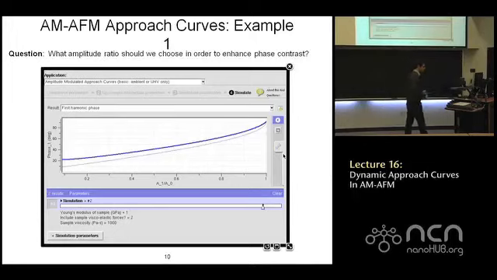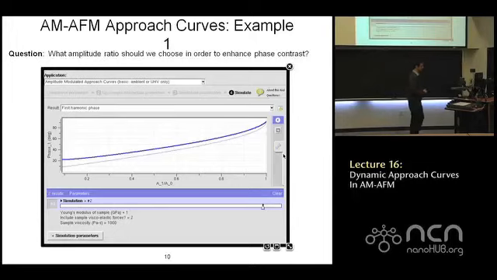You notice that as we tap harder and harder on the sample, reducing the amplitude ratio, the deviation between these two lines grows. If you're interested in phase contrast imaging or material property contrast, you want to tap pretty hard on the sample. That is what that's telling you. Although if you're concerned with what that's going to do to your image resolution, or if it's going to damage your sample, then you have to pick a higher set point ratio, where you're more gently tapping on the sample. So it's a trade-off. You can't have them both.